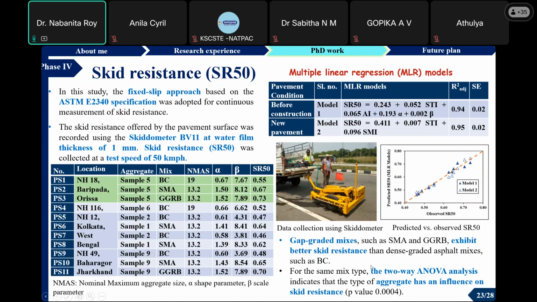Now, one more check we have done, that what is the relation between mineralogy and directly to skid resistance. So for that, two-way ANOVA analysis was done, and we can see that the p-value is very less, which is denoting that there is a very high influence on skid resistance, right?